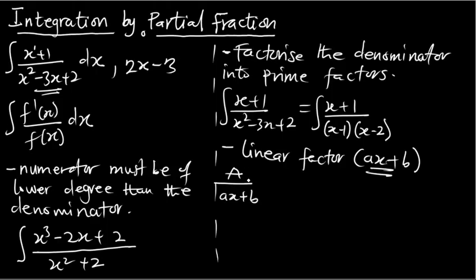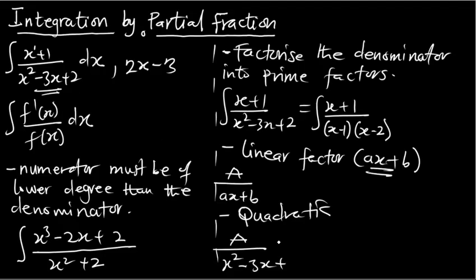If it is quadratic, what do we do? If, for example, this cannot be broken down into prime factors, and let's assume it is just this, what do we do? So if it is quadratic, how do we solve the partial fraction? Then we are going to break it down into A on the entire function, x² − 3x + 2, which is the same as A on a certain ax² + bx + c. Are we okay? That's for the quadratic part.